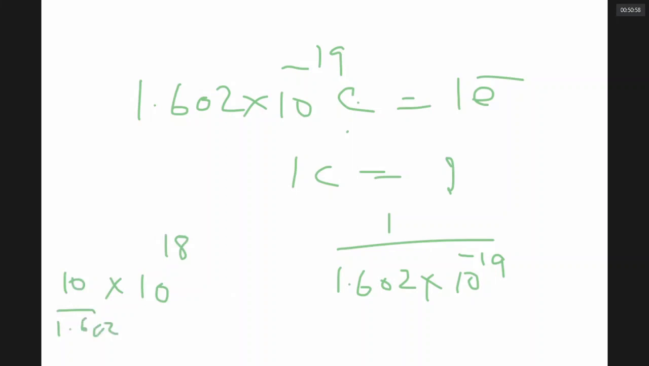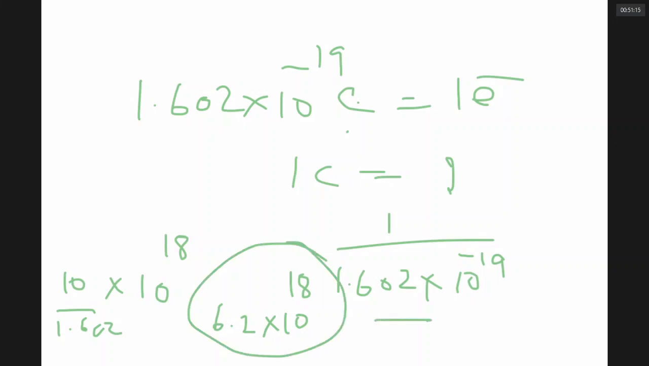Agreed? What is its value, sir? So for the passage of 6.2 into 10 to the power 18 electrons, I get 1 coulomb of charge. Am I confusing anybody? Should I do it again? No, sir. Understood. 1.602 into 10 to the power minus 19 coulombs implies 1 electron.